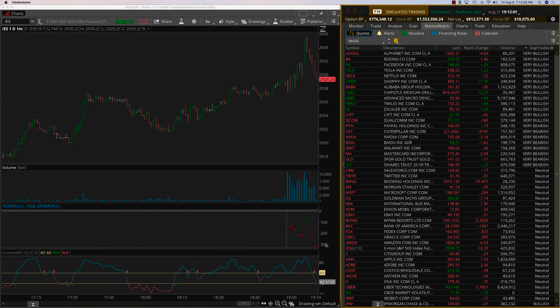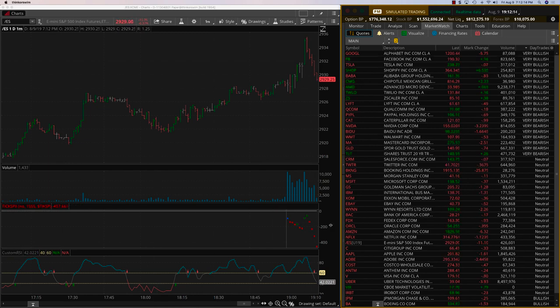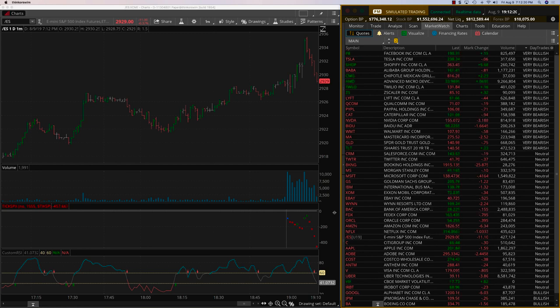Now the ticks are going down even further, as you can see, and now it's negative 457. You can see the price action also going down. But it's too early to take a trade, I'll tell you that. It's only 12 minutes into the trading session.